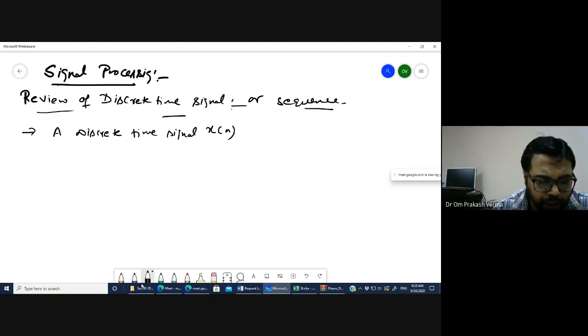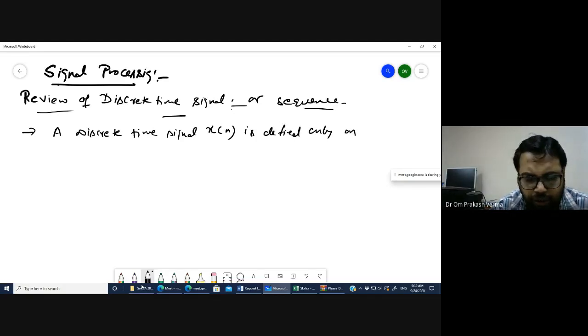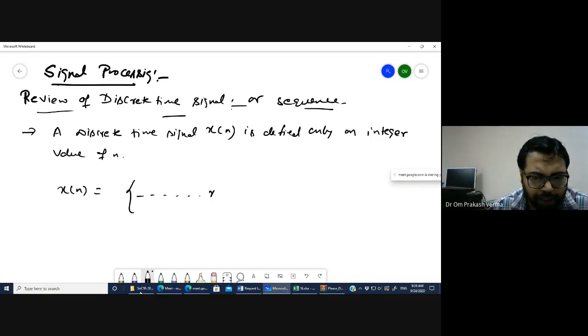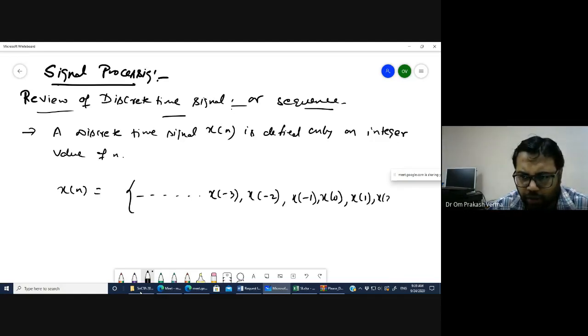x[n], right? So it is defined only on integer values of n, nothing else, right? So let's say x[n] is, I'm writing, the infinite duration discrete time signal. Let's say this is x[-3], x[-2], x[-1], then x[0], then x[1], then x[2], then x[3], and then dot dot dot.